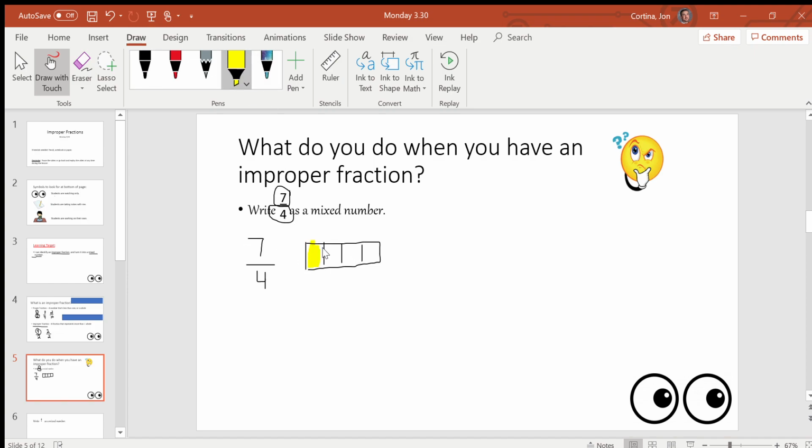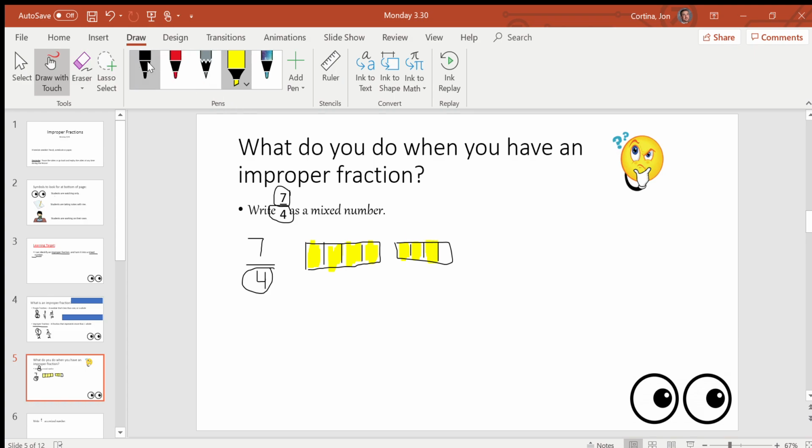So right now I have 1, 2, 3, 4 fourths, but I need 7 of them. So I need to draw another whole fraction strip. Okay, I'm going to split into fourths again because that's what this bottom number tells us to do. Each whole has 4 parts. So we have 4 fourths right here. Now we have 5 fourths, 6 fourths, and 7 fourths.